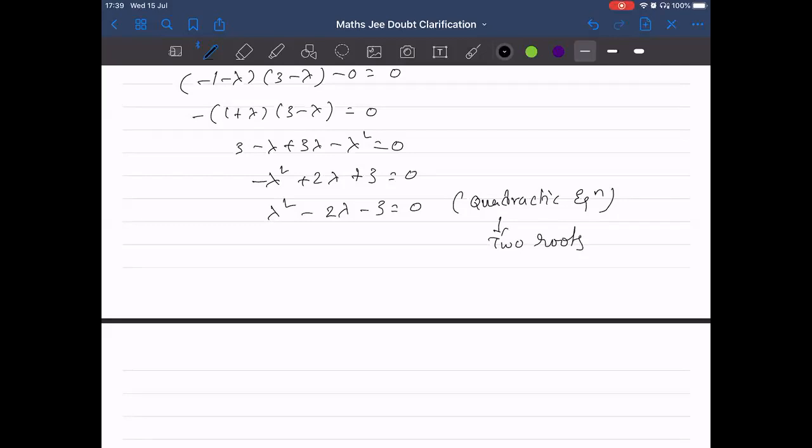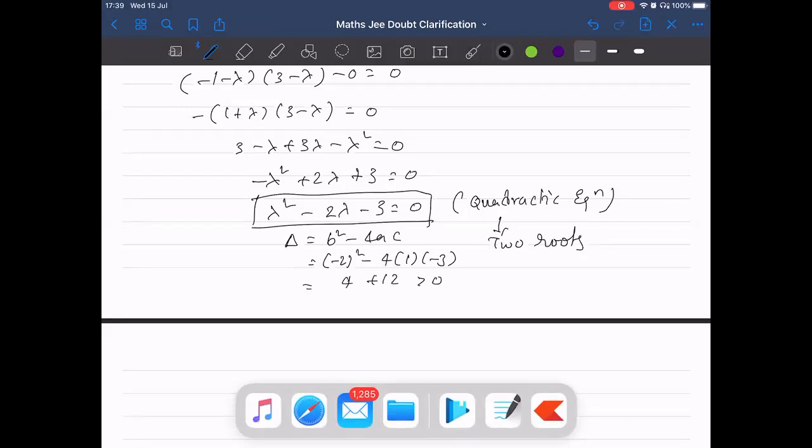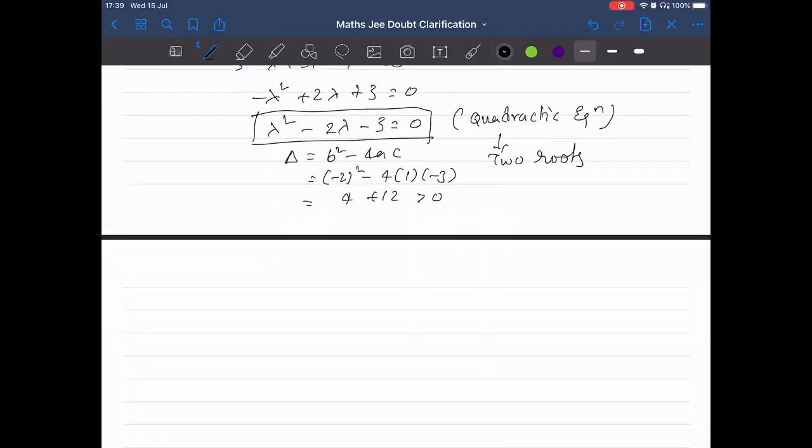Let's check whether a solution is possible for this quadratic equation or not. To check, we use the discriminant value, that is b square minus 4ac. So what is b square here, and 4 into a into c? We get 4 plus 12, which is greater than 0. So the delta value here is greater than 0, and hence lambda values exist, which means it has two roots.